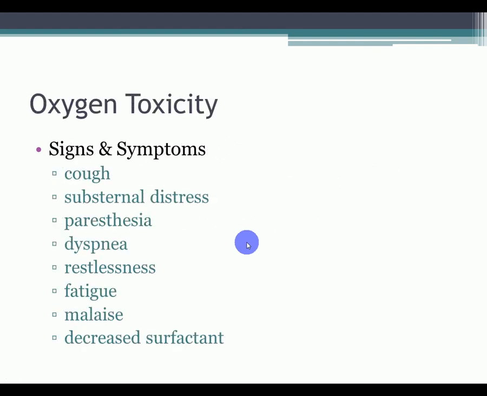Oxygen toxicity. I said you have to watch for oxygen toxicity. Now, what's scary about watching for oxygen toxicity? If you look at the signs and symptoms, cough, substernal distress, shortness of breath, restlessness, fatigue, malaise, decreased surfactant. A lot of these are the very reasons and signs and symptoms that put them under the tent because they needed more oxygen. So sometimes those are hard to catch.